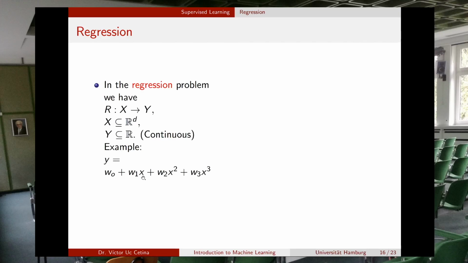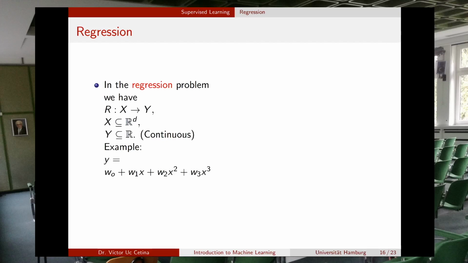And we have a variable, which in this case is x. And in this specific example, we are considering that the set big X here is the set of real numbers in dimension 1. So we are talking about scalars here. And you see that in the second term we have x, in the third term we have x squared, and then we have x cubed. So this specific linear model is a polynomial.